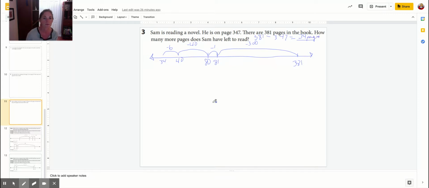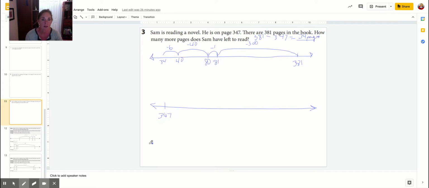Now, I know you're saying, Ms. Carr, show me the difference. I want to see how you do the differencing strategy. And I'm dying to show it to you. So here we go. All right. So differencing strategy. Again, this is where you're finding that gap between the two numbers. So you start at 347.